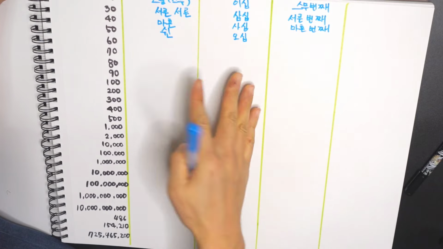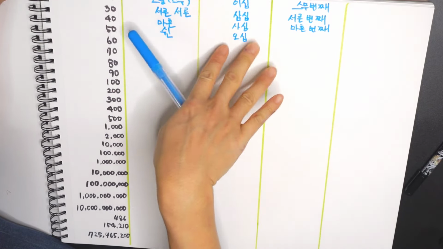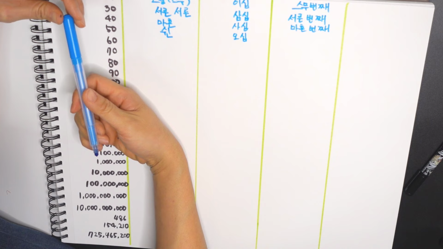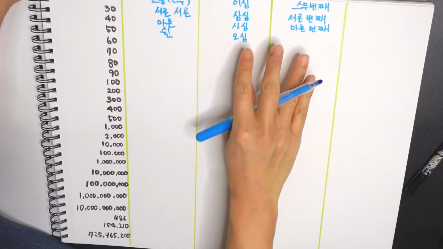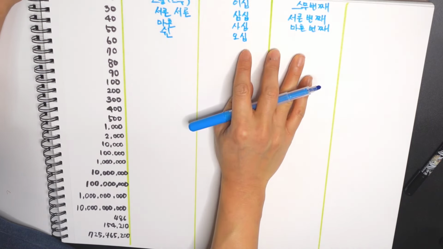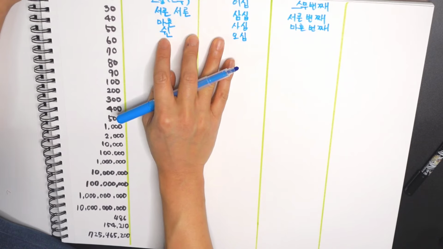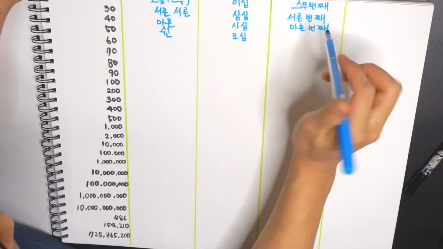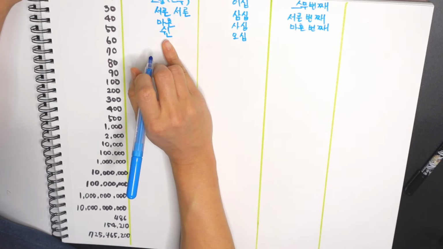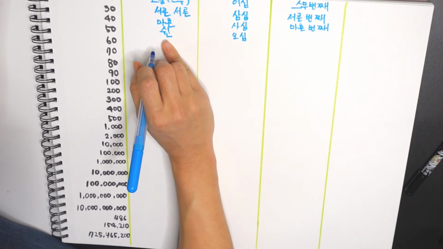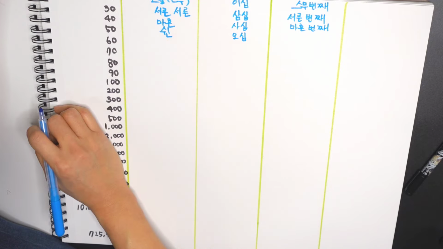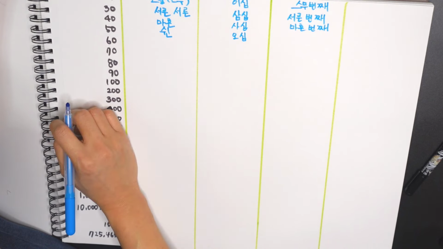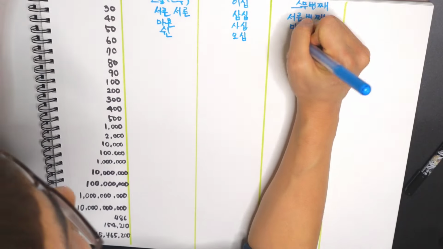So you notice that there is a system that is very regular for Sino-Korean system. However, for native, you kind of have to memorize the words. So it's very important because you have to be able to know the native words for 50 in order to do the ordinal number, the 50th. Okay, so this is my 50th birthday. You can say 쉰 번째.